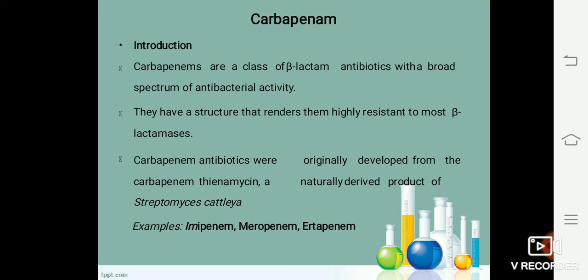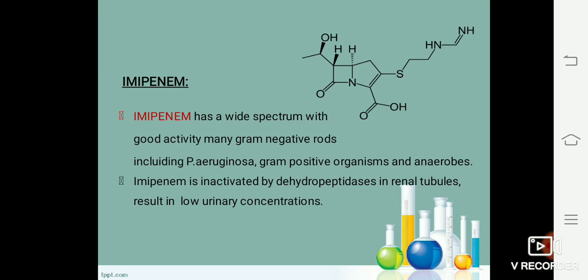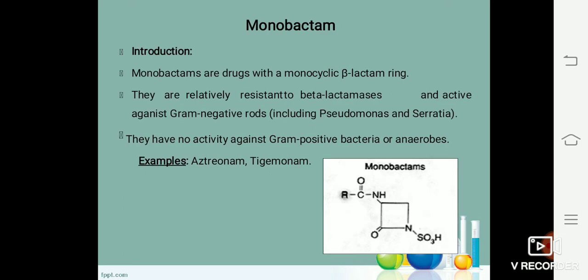Carbapenem antibiotics were originally developed from thienamycin, naturally derived from Streptomyces cattleya. Examples are imipenem, meropenem and ertapenem. This is the structure of the imipenem. Imipenem has a wide spectrum with good activity against many gram-negative rods including P. aeruginosa, gram-positive organisms and anaerobes. Imipenem is inactivated by dehydropeptidase in the renal tubules, resulting in low urinary concentration.